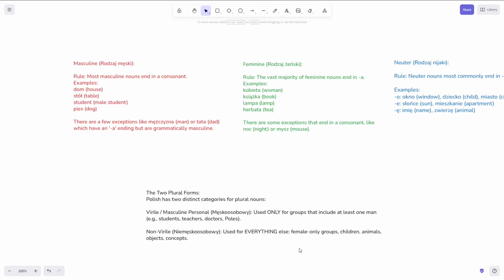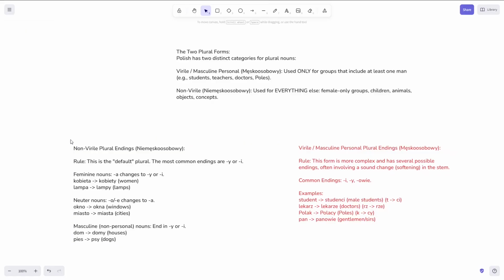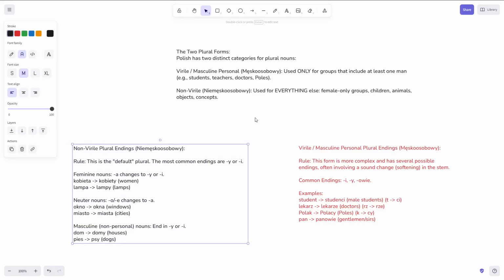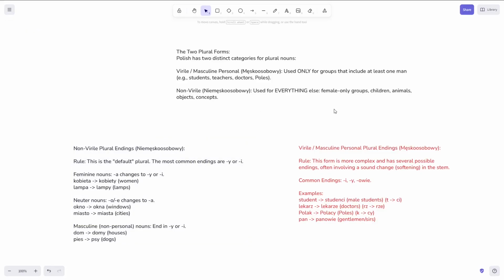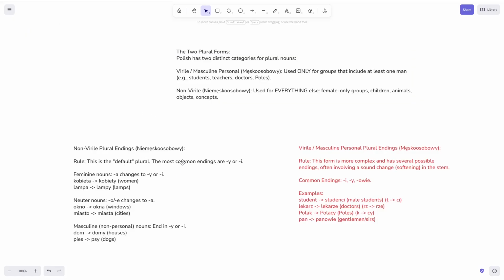Okay? So, the non-masculine plurals are usually the default ones, because as we've seen earlier, it is used for everything apart from these narrow groups of people. So the most common endings are Y or I. So for example, when you have a single woman, it changes to kobiety. So women, kobiety. Single lamp, lampa. Plural, lampy. Okay? And it is for feminine nouns.